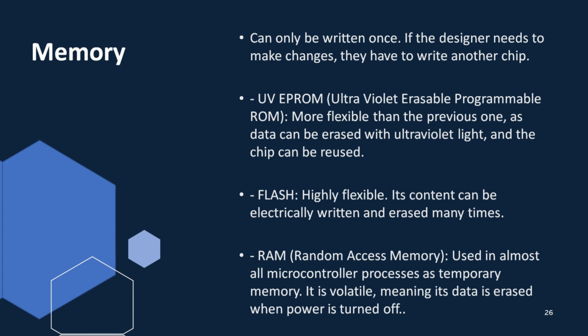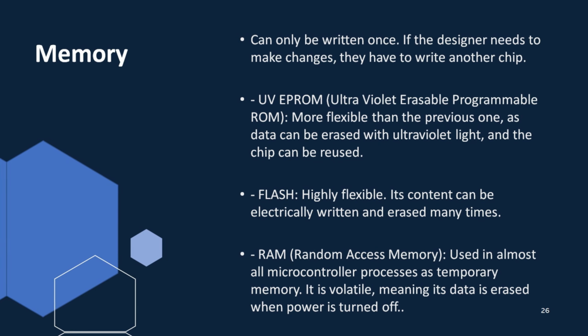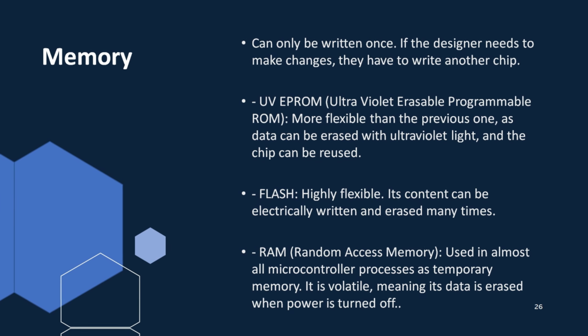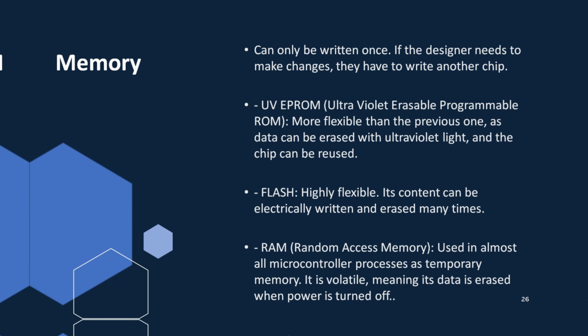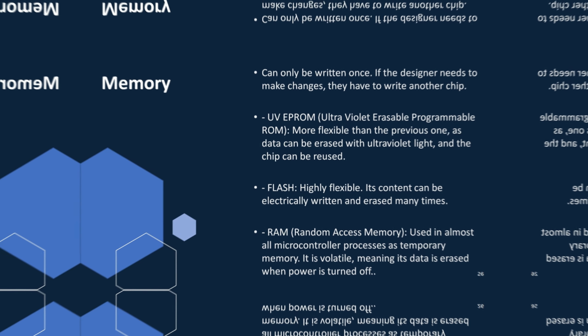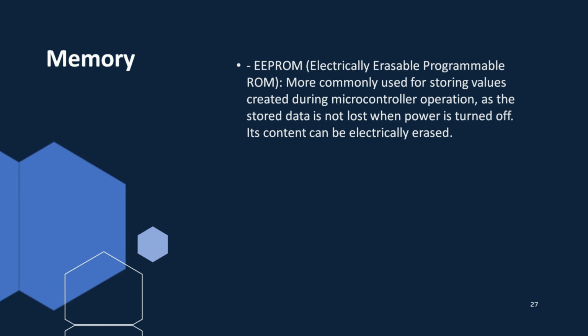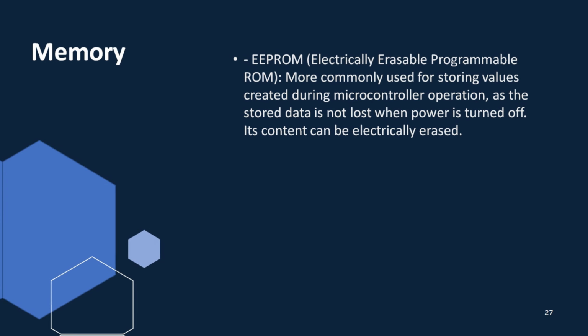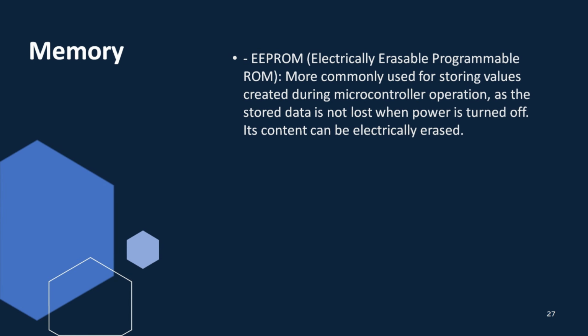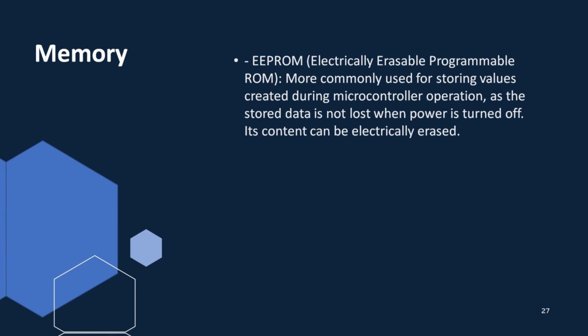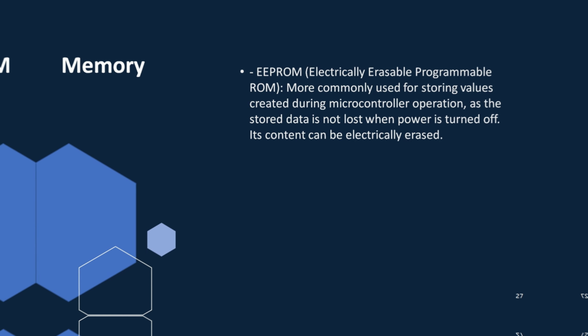RAM, random access memory, essential for temporary storage in almost all microcontroller processes. It's volatile, meaning its data is lost when power is turned off. EEPROM, electrically erasable programmable ROM, frequently used for storing values generated during microcontroller operation, retaining data even when power is turned off. It can be electrically erased for updates.